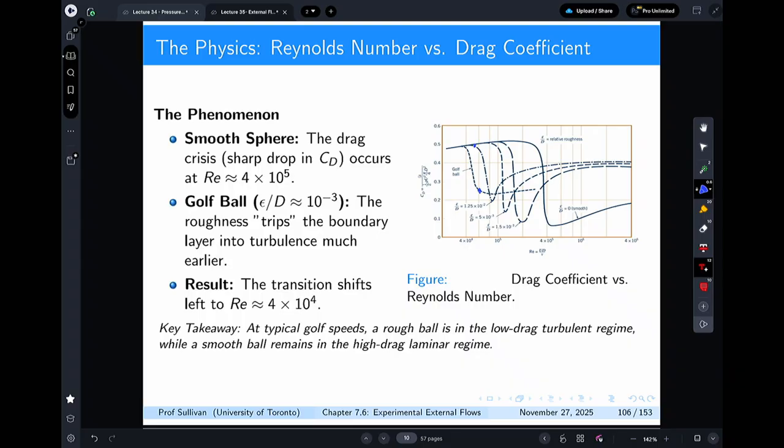For a smooth sphere, the drag crisis, a sharp drop in C sub D, occurs at 4 times 10 to the 5th. And for a golf ball, which has 10 to the minus 3 for epsilon over D, the roughness trips the boundary layer into turbulence much more easily. Transition shifts left to a Reynolds number of 4 times 10 to the 4th. I'm not a good golfer. I don't benefit very much from this, but good golfers do. And good golfers can hit really well because of the roughness. They get the distance out of the ball, not just because they've hit it better. They've hit it better and they have the advantage of fluid mechanics. And that's a great place to stop, and we'll continue tomorrow.